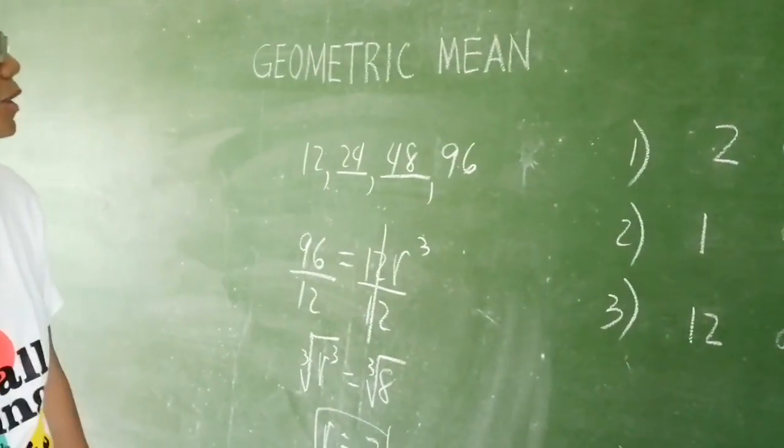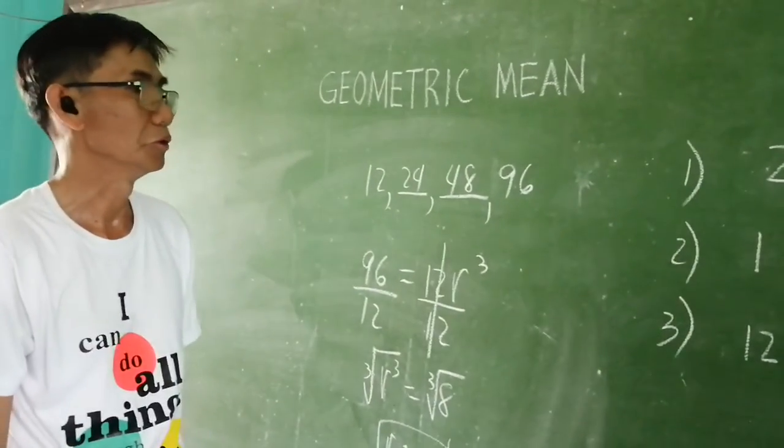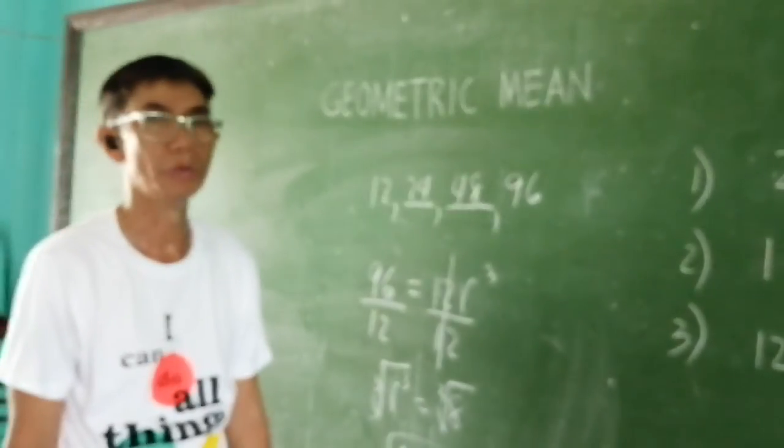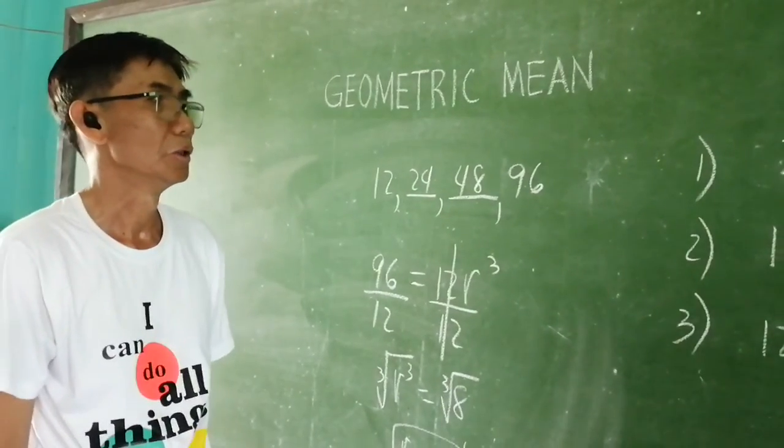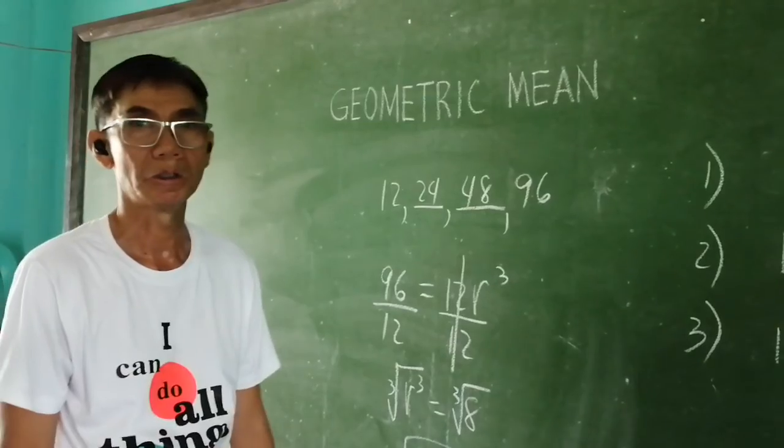So this is just additional for you to have the geometric mean in case that you are asked to have an even number of geometric means.